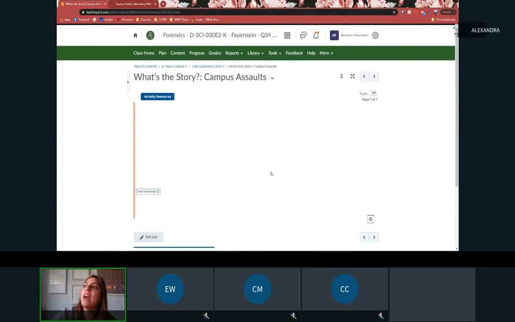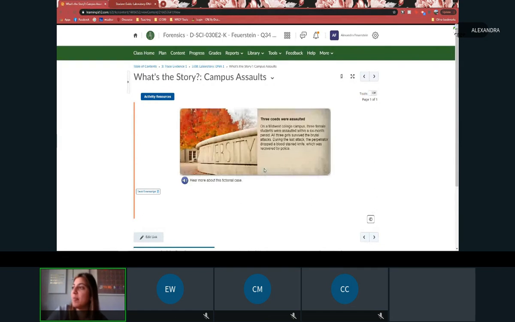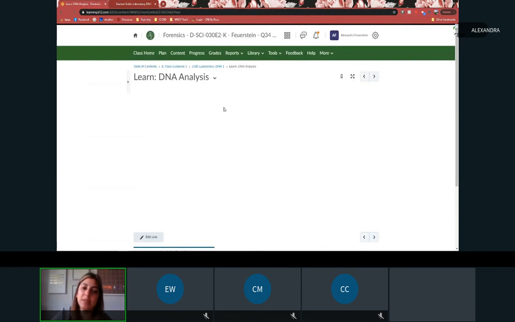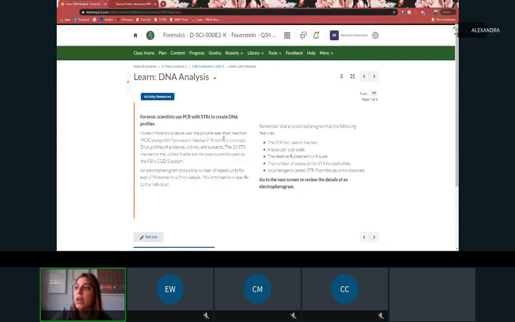So here's the story. We have these campus assaults. There's this college campus where 3 females were assaulted, all within 6 months of each other. And in the last attack, there was a blood stain on a knife, and it was recovered by the police. They were analyzing the DNA from the blood stain on the knife, and they're trying to match it to either the victim or the suspect.